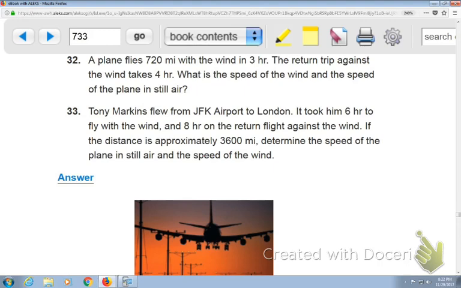Let's look at number 33. I don't know who Tony Markins is, but here we go. We're going to help him out. So Tony Markins flew from JFK Airport, which is in New York, to London. It took him 6 hours to fly with the wind and 8 hours on the return flight against the wind. That's because there's the jet stream, and that's how the wind rotates. If the distance is approximately 3,600 miles, determine the speed of the plane in still air and the speed of the wind. All right. They took our boxes away from us, but we still know how to do this.